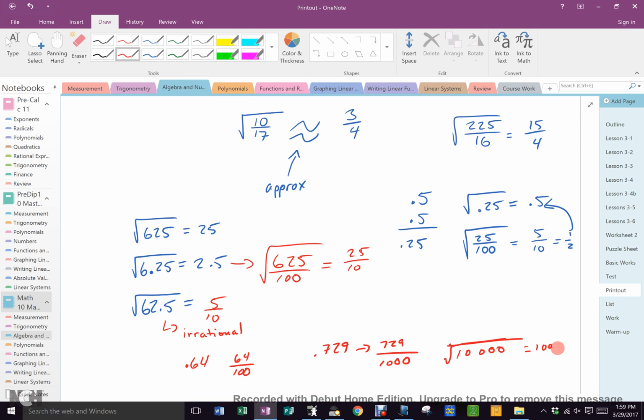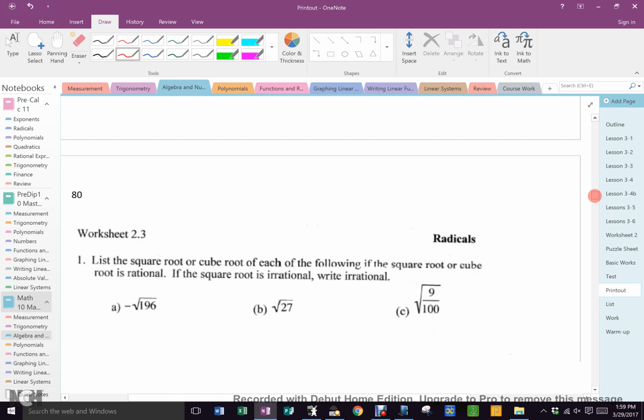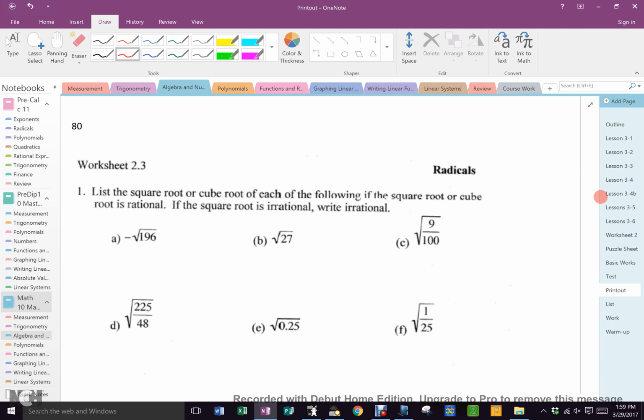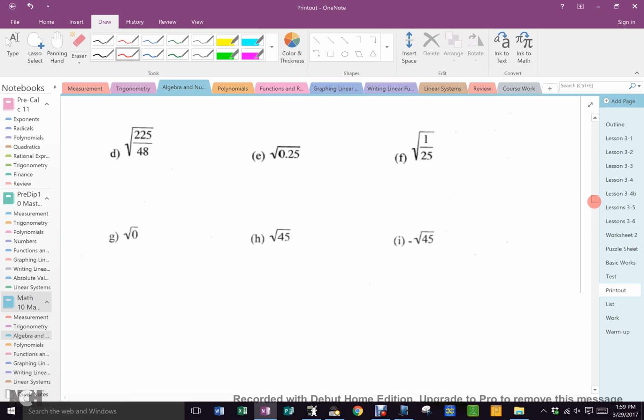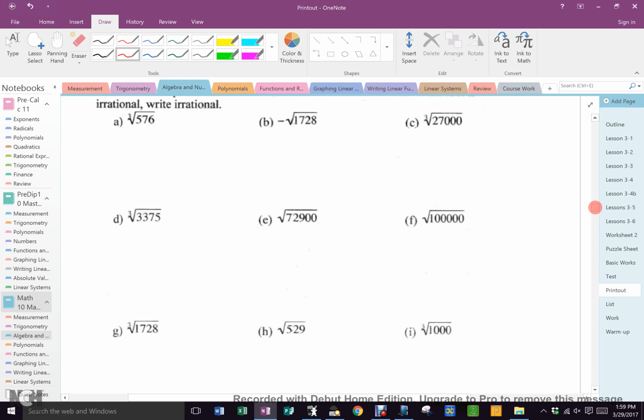Everybody cool? All right, that's it for today. You have one worksheet in your book which begins for you guys on page 72, and it carries on to page 73.